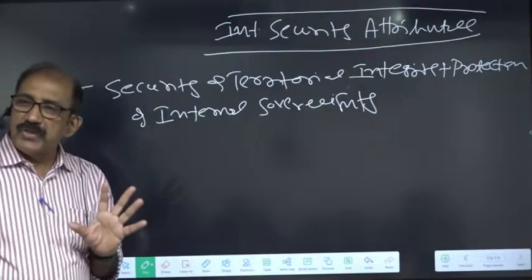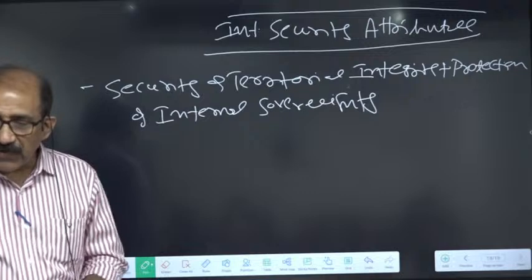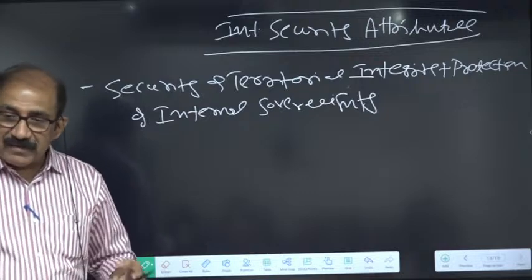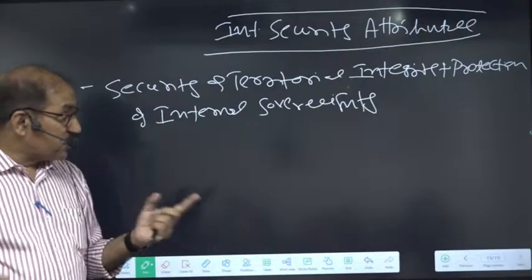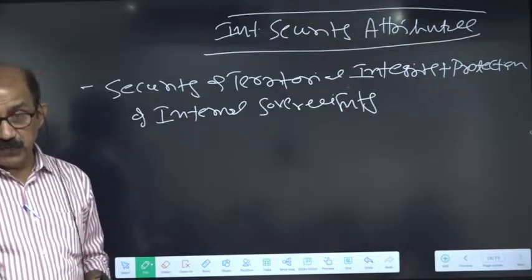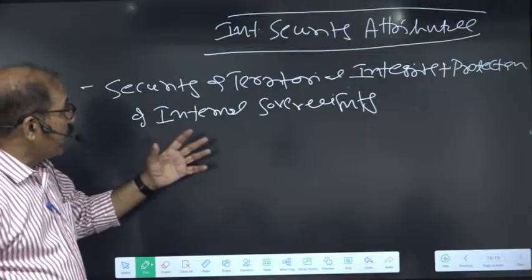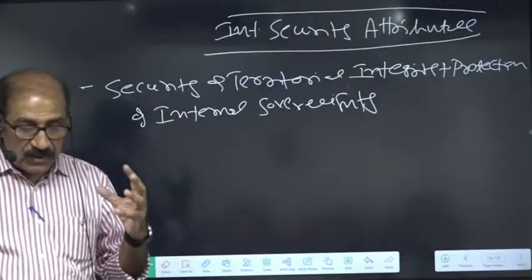Sovereignty is of two types, internal and external. Internal sovereignty means your government, your state, is independent and autonomous to make laws, whatever they decide. External means nobody from outside should become a threat to you. So security of territorial integrity and protection of internal sovereignty is the first important thing.